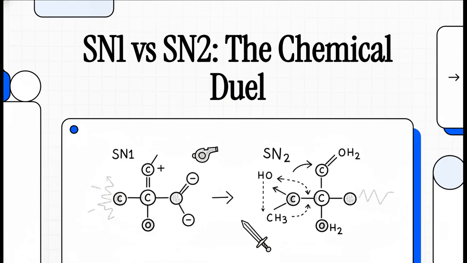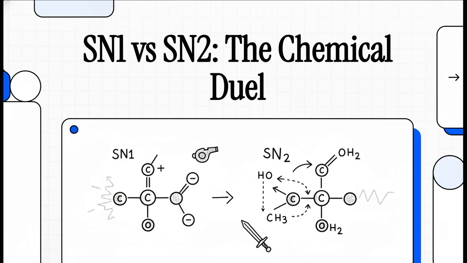In the world of chemistry, there's this silent duel that's fought every single day. A molecule faces a choice. Does it go for a swift, direct attack? Or does it play the long game with a patient, two-step strategy? This is the story of substitution, and today we are stepping right into the ring.